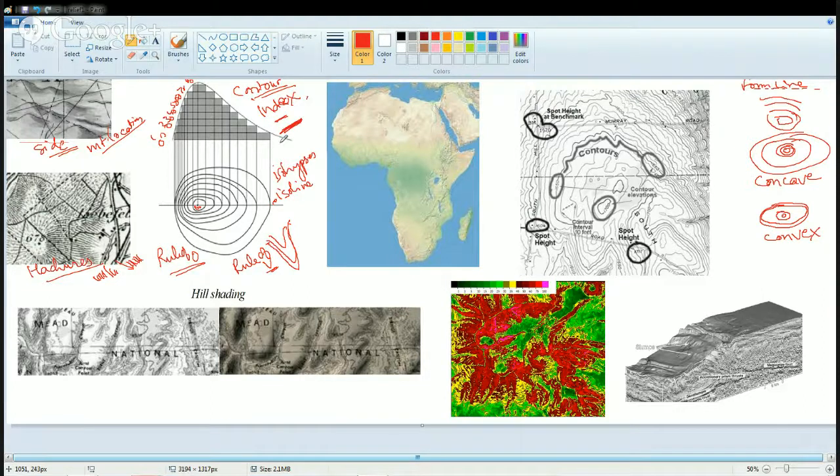The next method we would be talking about is this here, which is known as hypsometric tint.